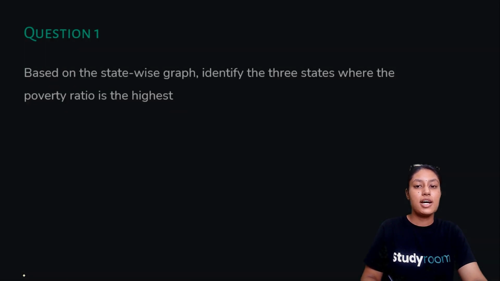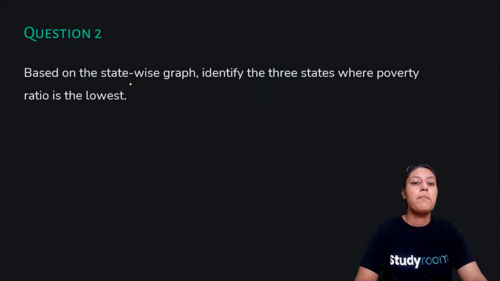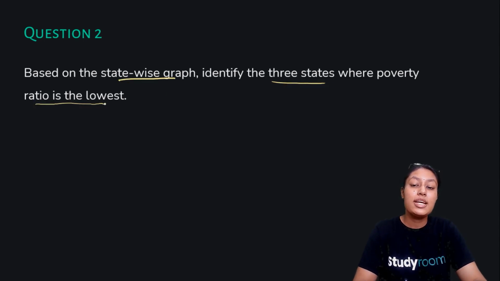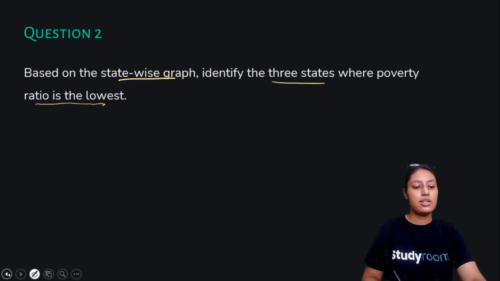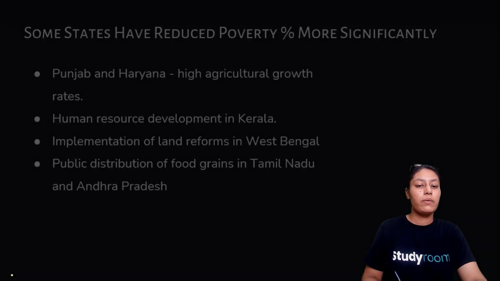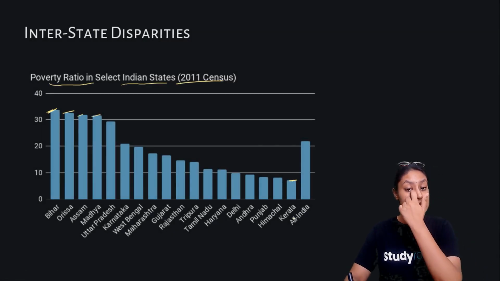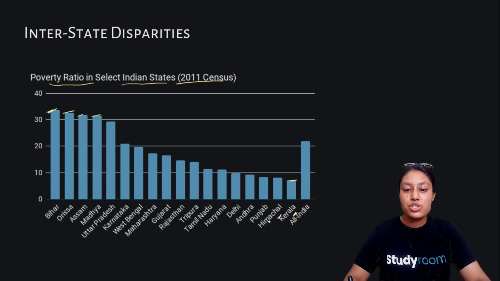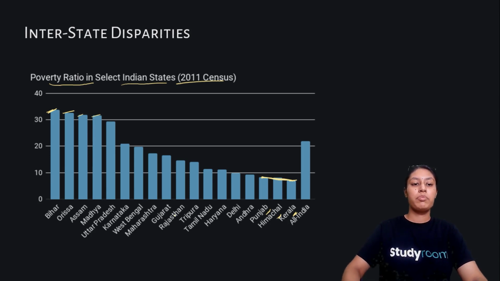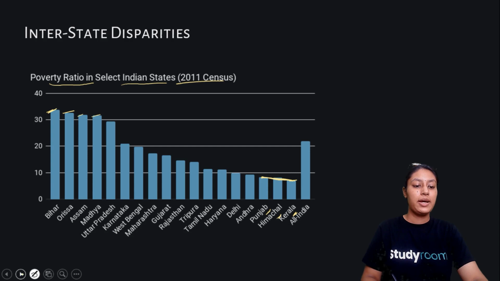Now, let's discuss question number two, which is based on the state-wise graph: identify three states where the poverty rate is lowest, meaning where the number of people who are poor is less as compared to others. Let's go back and find out the lowest states. Here, we see Kerala is lower, Himachal, Punjab. So let's take these three states as having the lowest poverty ratio.